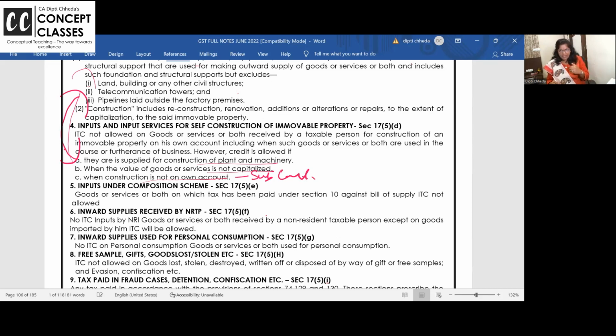Subcontract में काम कर रहे हैं क्या? You are not constructing the building, dear students. You are constructing for someone else. Allowed. You are not capitalizing in the books. You are charging in the revenue. Is it allowed? Yes. Clear to all of you? एक बार देखो इसको.